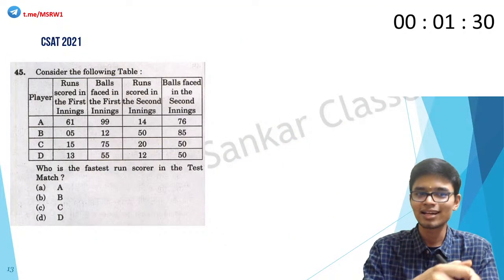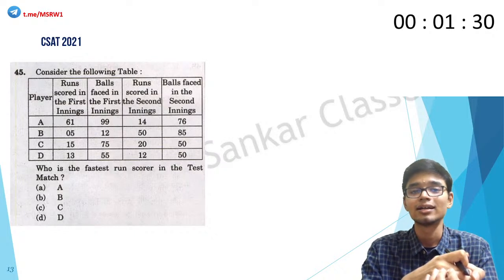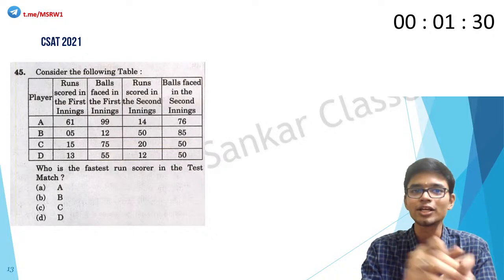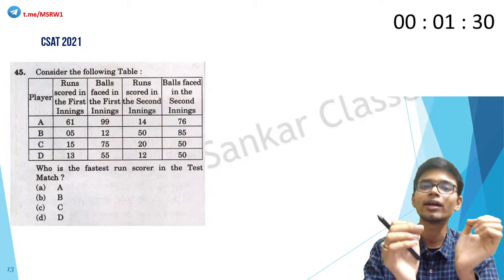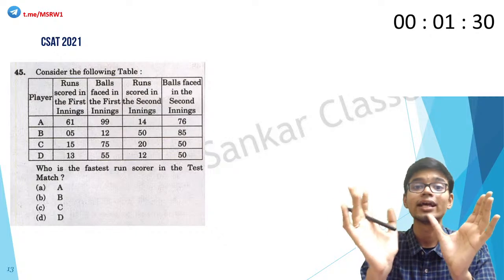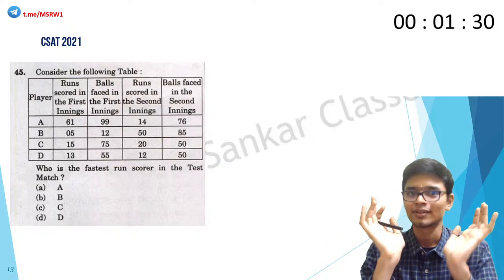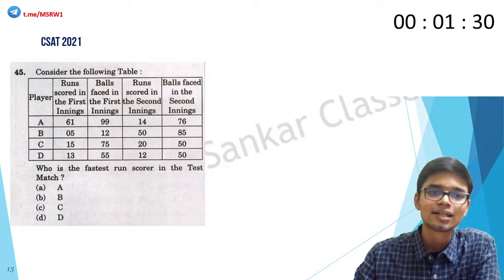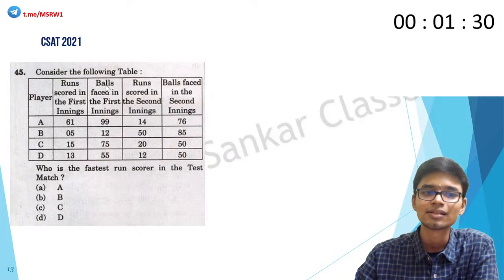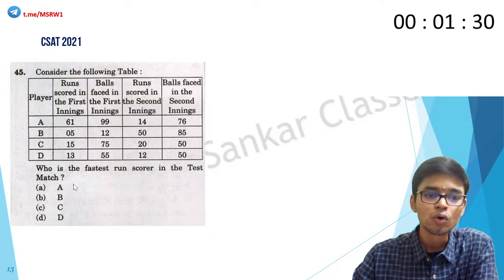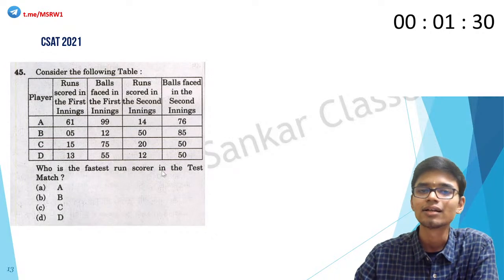Okay. Now here is another question that is based on data analysis. You are given some data, and using this data, you have to find the answer. It's called data interpretation. So now let's see the question. Consider the following table. There are 4 players A, B, C and D. Runs scored in first innings, balls faced in first innings, runs scored in second innings, balls faced in second innings. Who is the fastest run scorer in the test match?